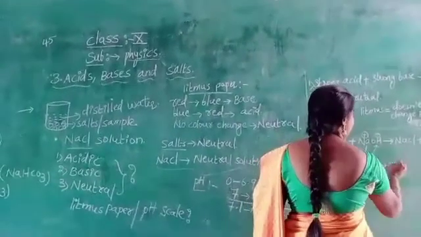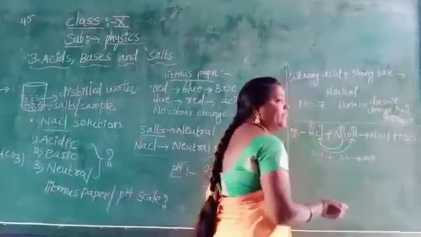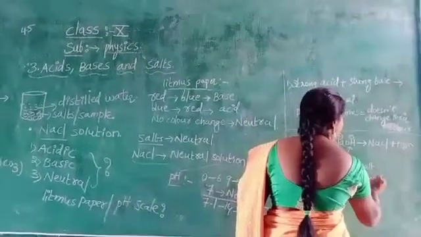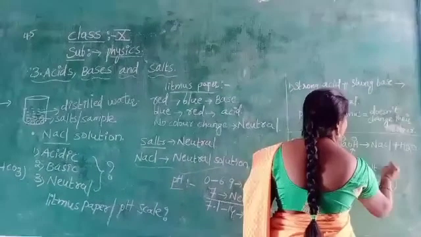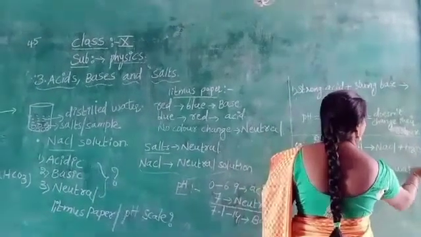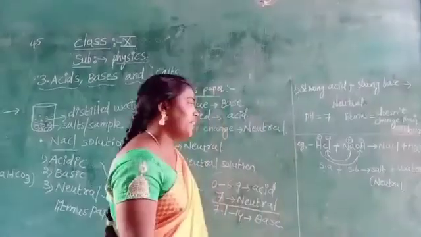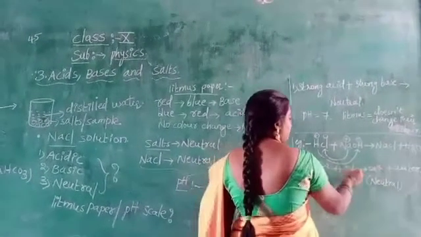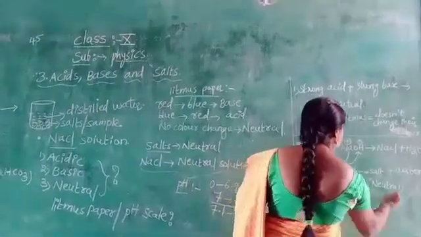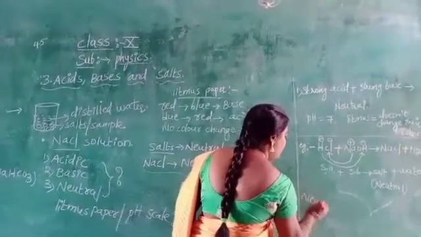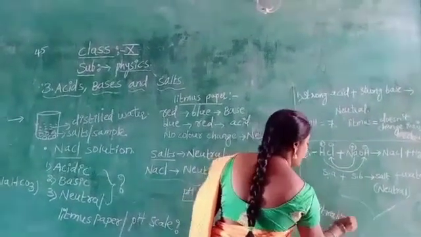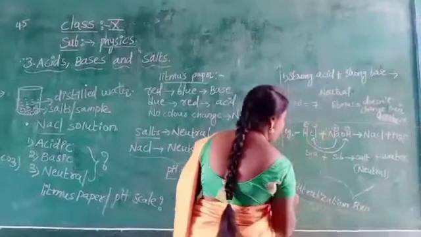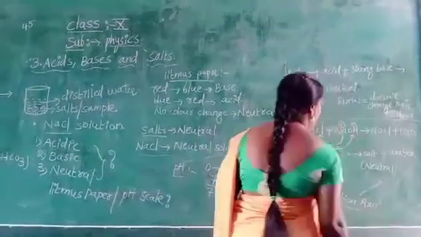When the strong acid reacts with the strong base, NaCl is nothing but a salt. Salts are neutral in nature. Then it forms a water molecule. Already I told you, when a strong acid reacts with a strong base, it forms salt and water. What is this reaction called, Nana? Neutralization reaction.